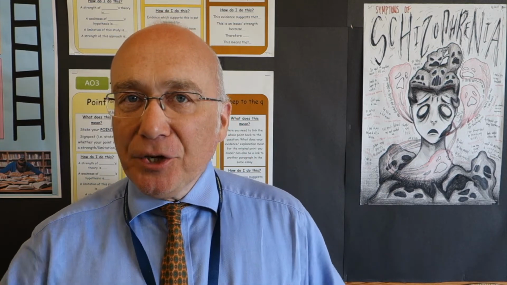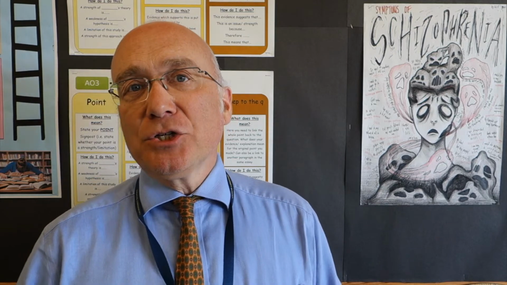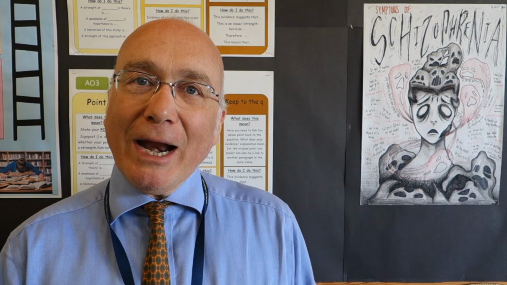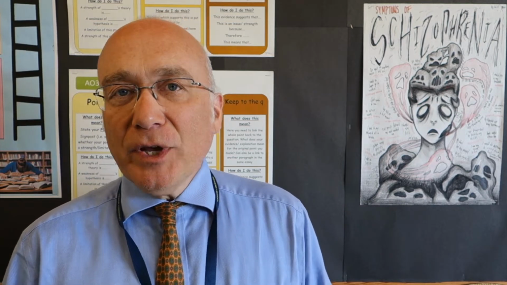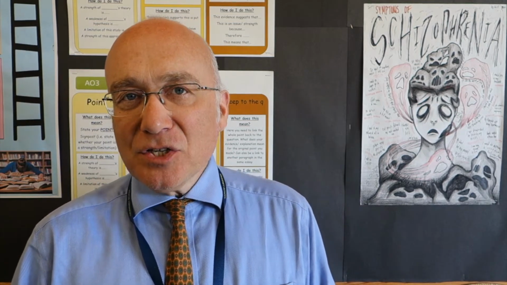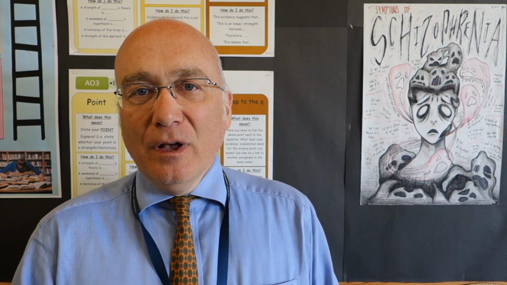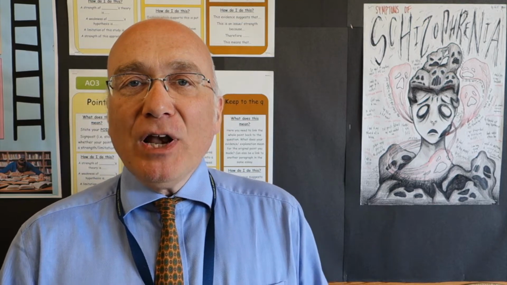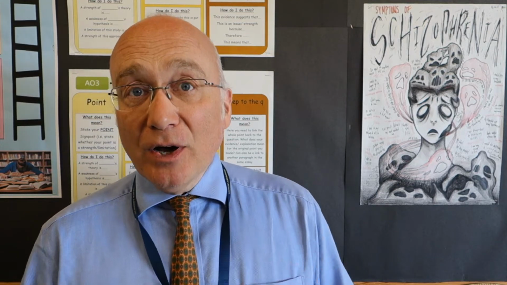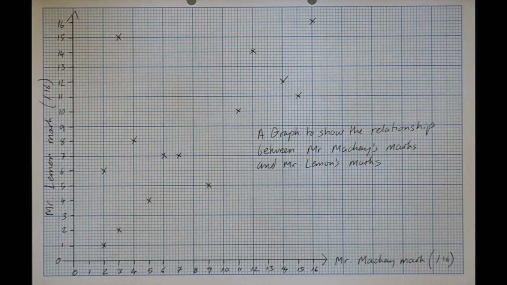A correlation is a measure of the strength of association between two variables. It measures the strength of a relationship between two variables, and we can see correlations by plotting them on a scatter graph. In video number 15, you might remember, we measured the reliability of my marking and Mr. Lemon's marking, and we created a scatter graph.